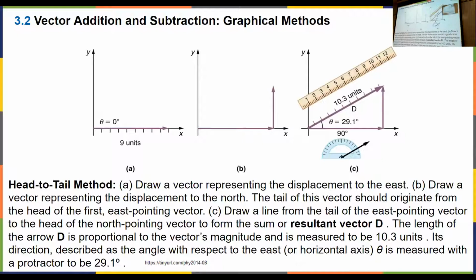And so then we talked about vector addition. You can add 2 vectors graphically, meaning you place the tail of the second vector on the head of the first vector, then the resultant is pointing from the tail of the first vector to the head of the second vector. That's how you do vector addition graphically.